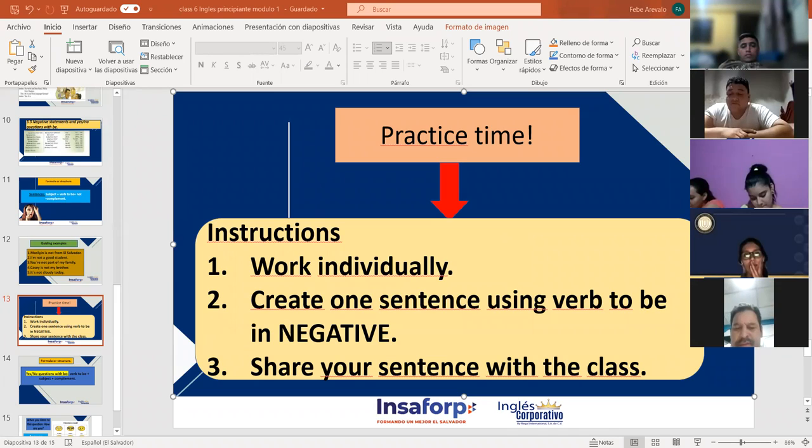Now let's see. Lourdes Méndez, please tell me your sentence. You're not my sister. Excellent, thank you. Romeo Anaya, let's see your sentence. Okay. He is not sleeping. All right, he's not sleeping.